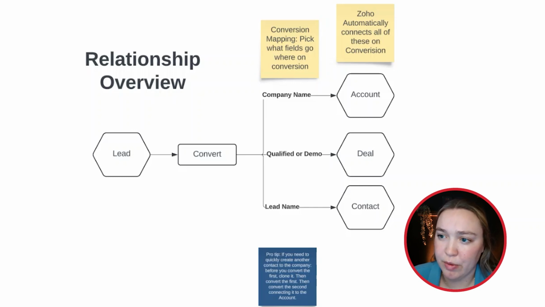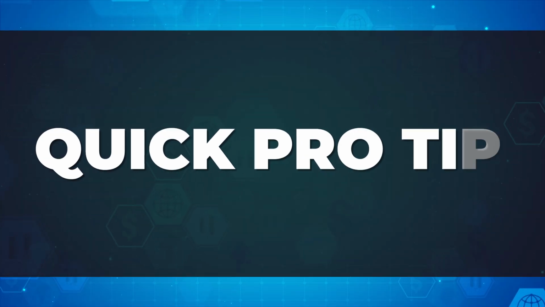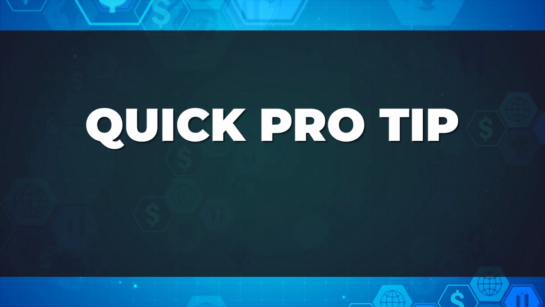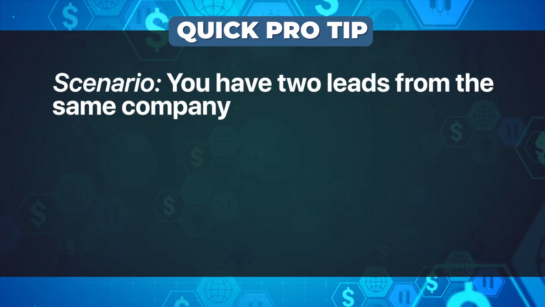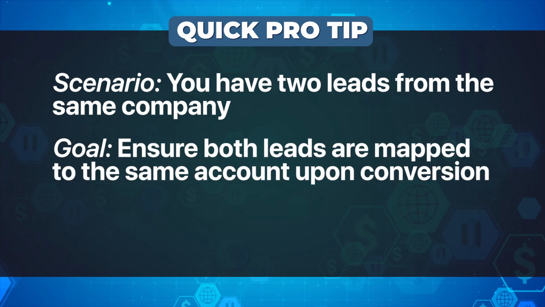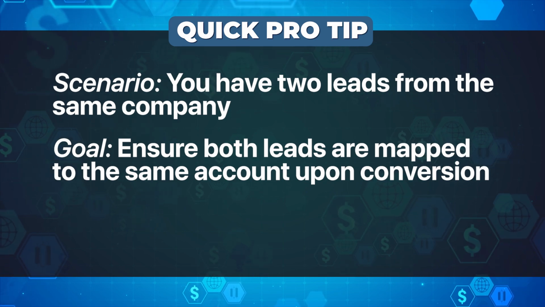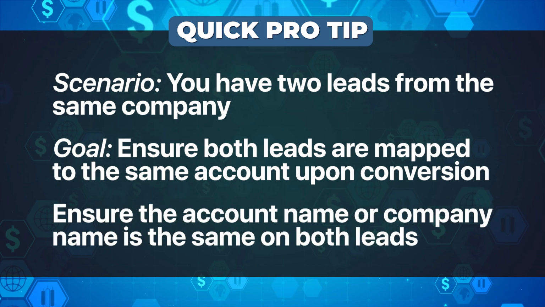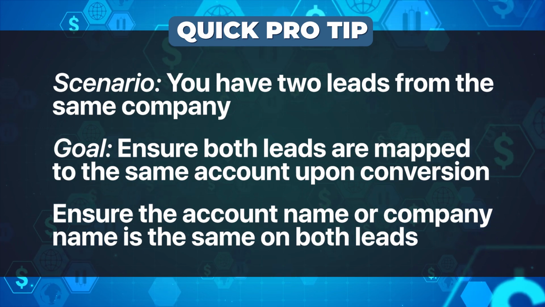But in the relationship overview, it's important to talk about the conversion mapping and how you can decide what information from that lead gets converted to the account, the deal, and the contact. A quick pro tip with converting leads: let's say you have two leads that come into the system from the same company, and you want to make sure that they're mapped to the same account. When you convert the first lead, make sure that the account name is the same, or the company name is the same on both leads, so that when they're converted, you can add them to the already created account.